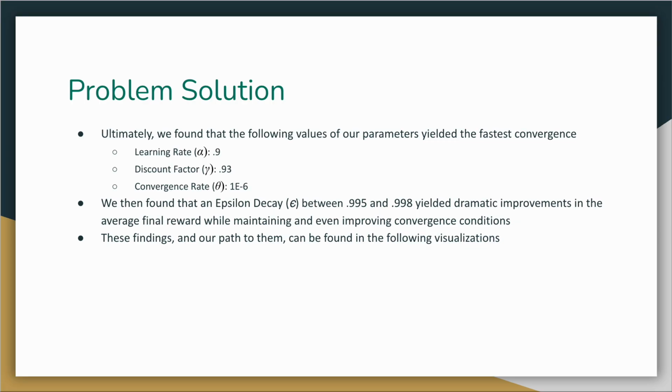In terms of the solution to this problem, ultimately we found that the following values of our parameters yielded the fastest convergence: a learning rate of 0.9, a discount factor of 0.93, and a convergence rate of 10 to the -6. We then found that an epsilon decay between 0.995 and 0.998 yielded dramatic improvements in the average final reward while maintaining and even improving convergence conditions. These findings and our path to them can be found in the following visualizations.